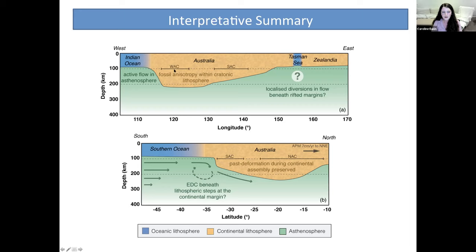We think we're seeing fossil anisotropy within the cratonic lithosphere that represents past deformation that's been preserved since the continent was assembled or last deformed. Perhaps at the edge, particularly the edge of Western Australia, it's a difference between active flow and fossil anisotropy, or due to a step in the lithospheric thickness, you might have edge-driven convective cells, which then affect the mantle flow pattern and the development of anisotropy.